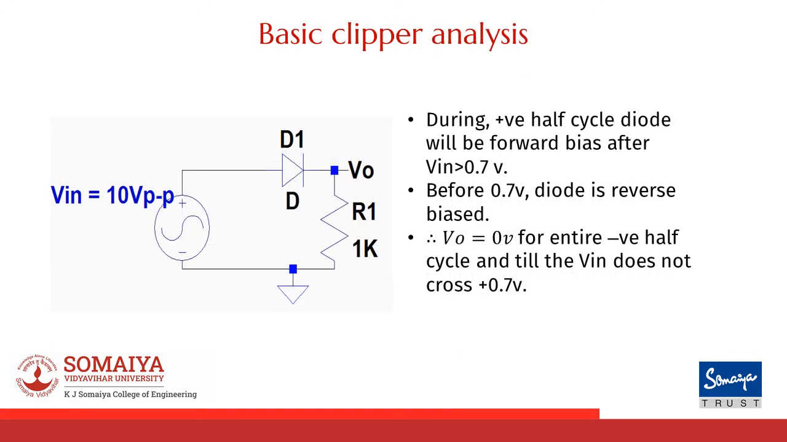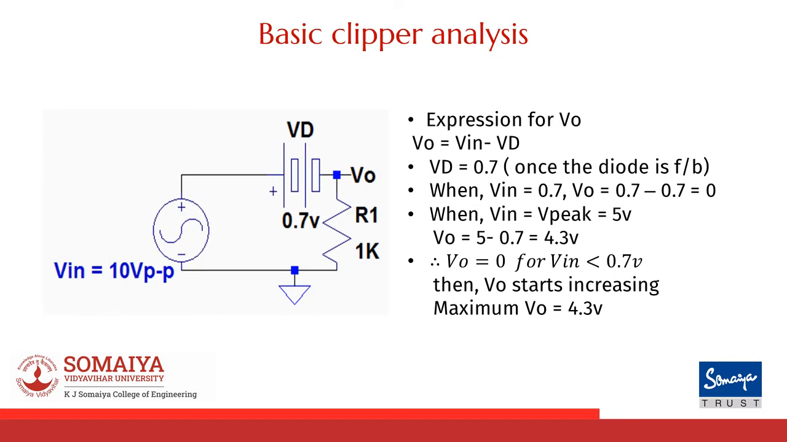The diode will only conduct for all values of V greater than 0.7 volts. For any value of V less than 0.7 volts, the diode will remain reverse biased and will act as an open circuit. Therefore, the output for this entire phase is going to be equal to 0.